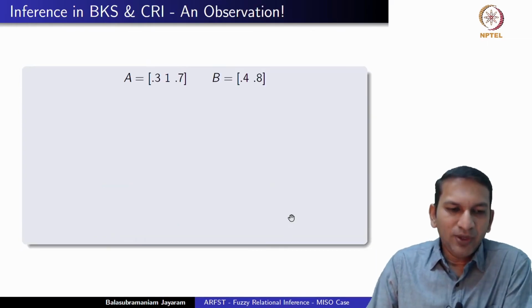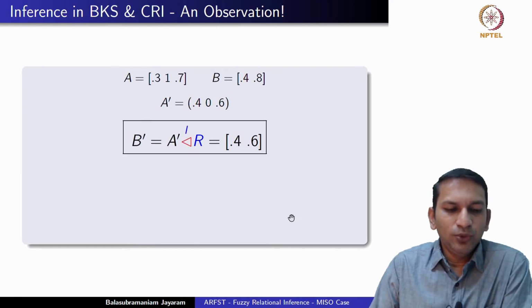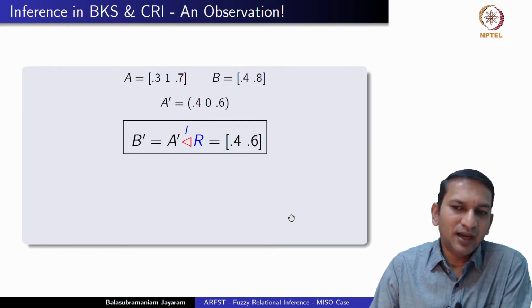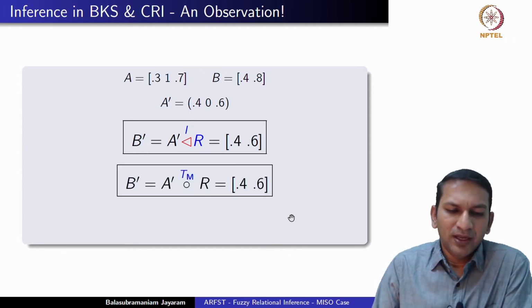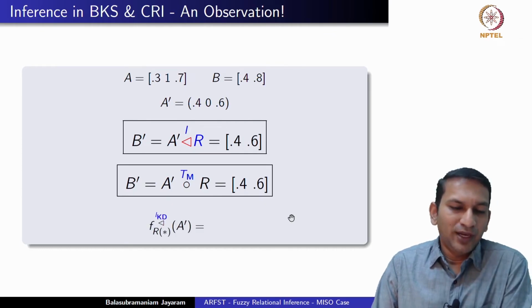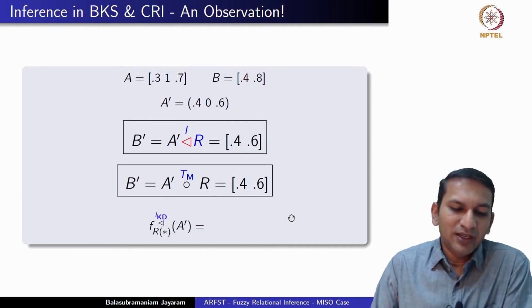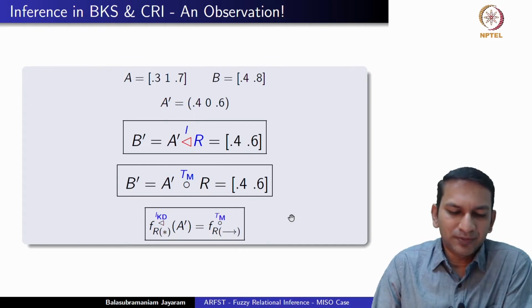Well, what is interesting is this. We are given A, B and an A dash, and now when we used BKS with the Kleene-Dienes implication and obtained the relation from T naught, especially the min, we saw that this was the output we got. And when you use CRI with sup-min composition and obtain the relation from the rule using the Gödel implication, we saw that this is essentially the same output that we have got. So it appears that for this A dash, from two different inferences, we are actually obtaining the same output.